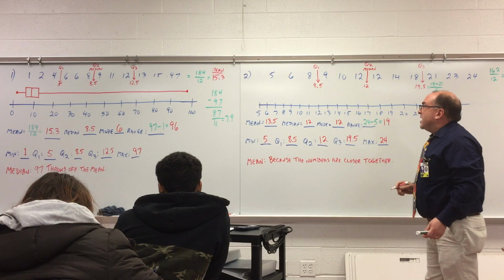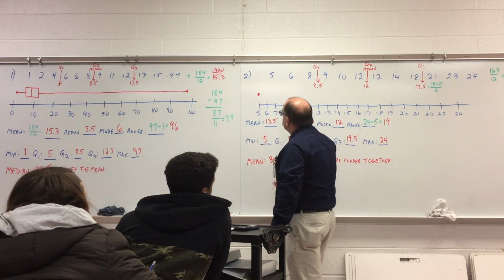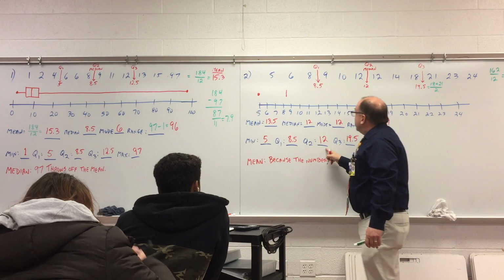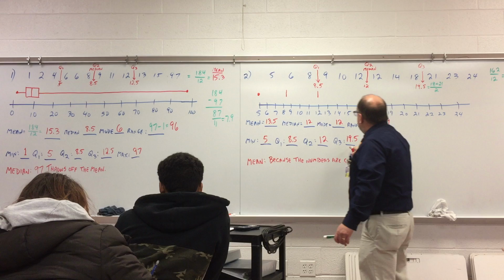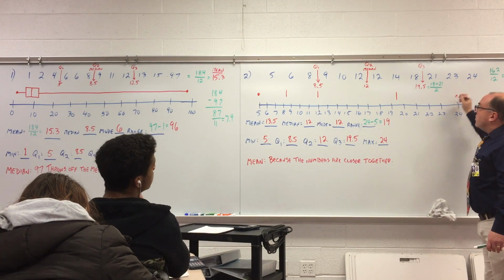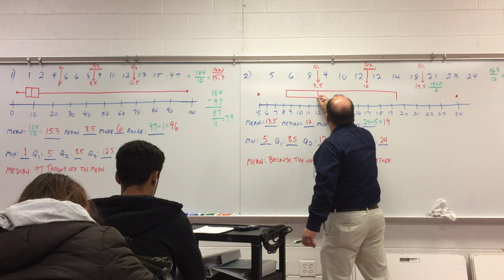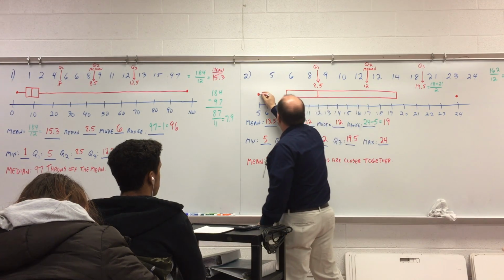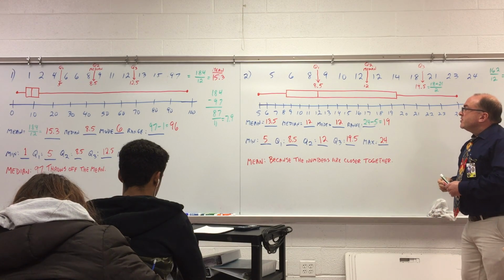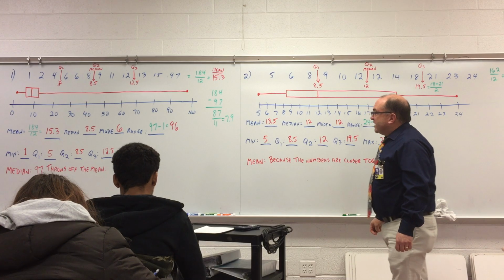Now let's do a box and whisker plot. What's your minimum? 5. Put a big fat dot on 5. Okay? What's your Q1? 8.5. Put a line there. Q2 is 12. Put a line on 12. Q3 is 19.5. Put a line on 19.5. Your max is 24. Put a dot on 24. Close your box. Put the whiskers. And that's your box and whisker plot, okay? That is how you do all of the measures of central tendency, okay?